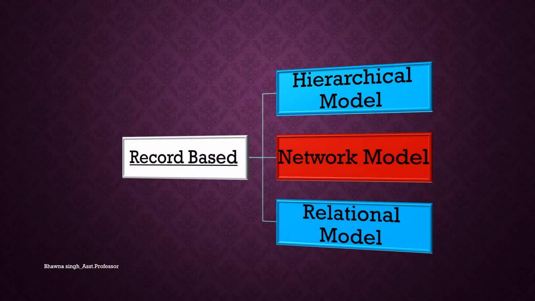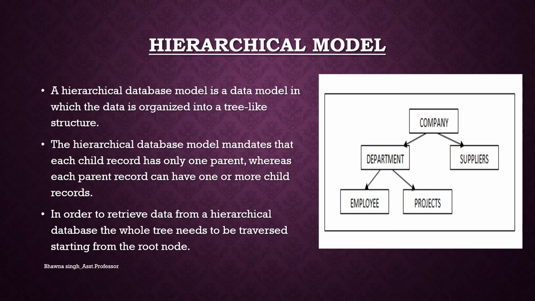Now this record based data model is further categorized into three types. The first one is the hierarchical model, the second one is the network model and the third one is the relational model. So students, in today's session we will discuss all these record based data models in detail one by one. Now let us first understand what a hierarchical model is.